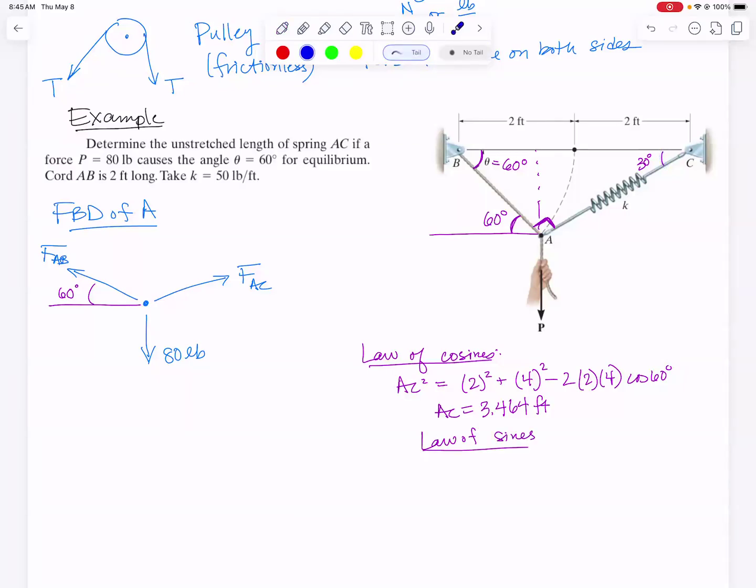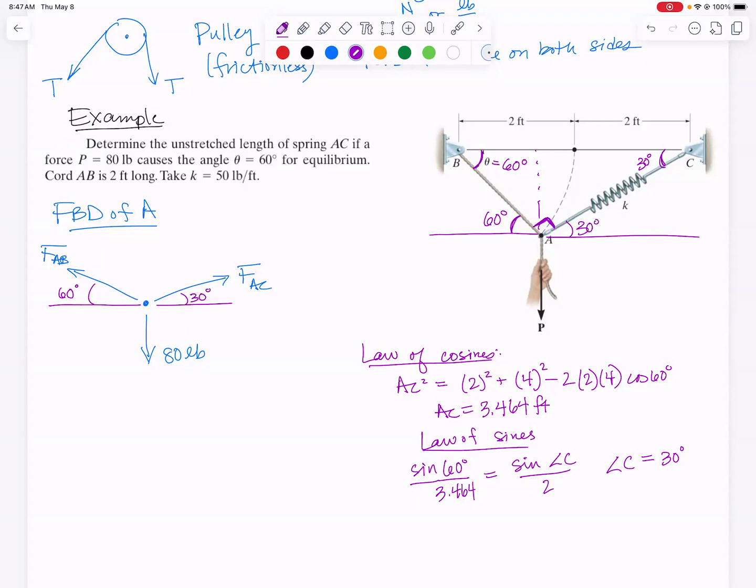Now we need to use law of sines to find, say, this angle over here. So remember law of sines, we're going to use a sine of angle divided by a side, sine of angle divided by a side. So law of sines is going to look like this. Sine of 60 divided by 3.464 has got to equal sine of our unknown, call it angle C, divided by the side opposite it, which is 2 feet. Solving, you get that angle C is equal to 30 degrees. It is a 30, 60, 90 triangle. FAC then, if we again do alternate interior angles, if that angle up there is 30, this one is also 30. Okay, there's my free body diagram.